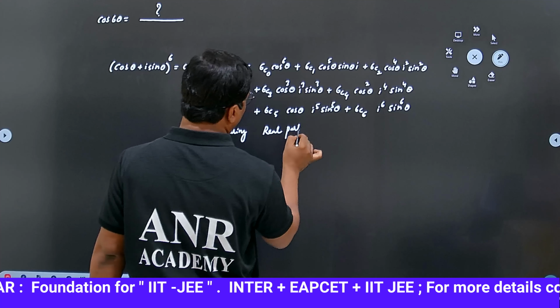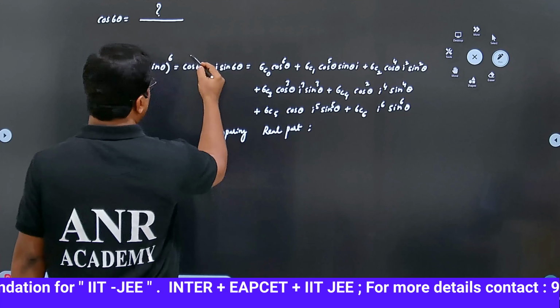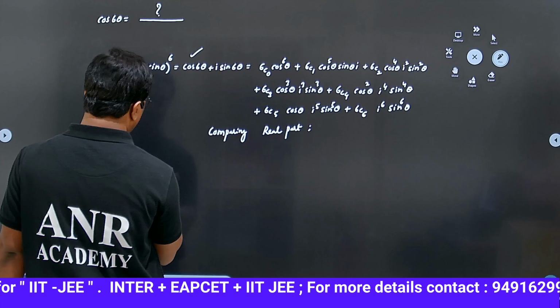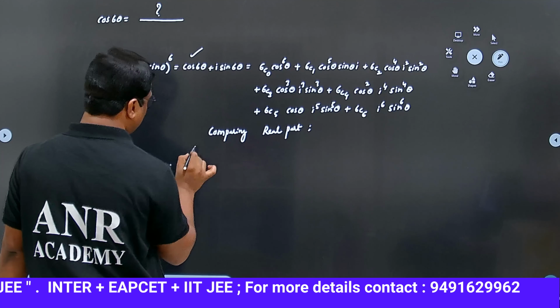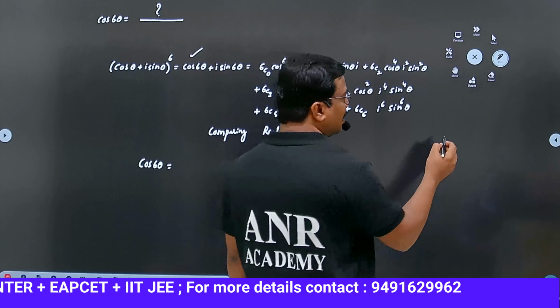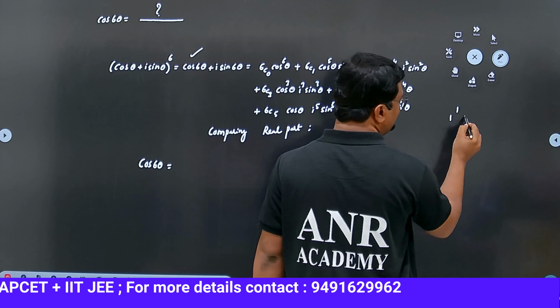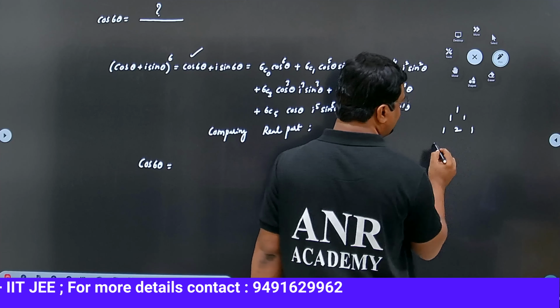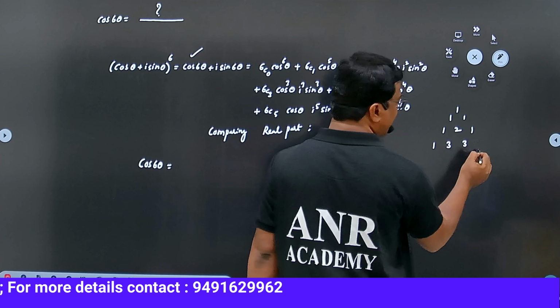Comparing the real part, observe what happens. This is the real part, right? So cos of 6 theta. You know the Pascal triangle: 1; 1 1; 1 2 1; 1 3 3 1.